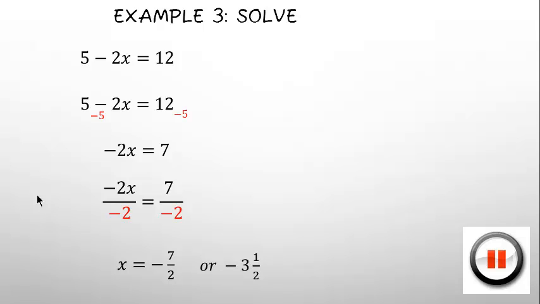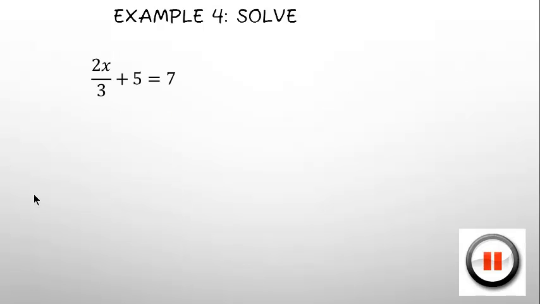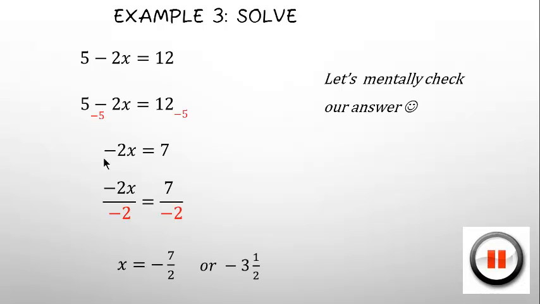Okay, again, we should check our answer. So, let's have a look at it. If we go 5 minus 2 times negative 3.5. So minus 2 times negative 3.5 becomes positive. So 3.5 doubled is 7. So 5 plus 7 equals 12.